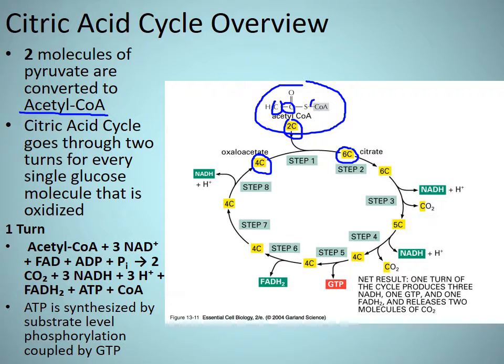All right, CoA, again, is just a coenzyme. This molecule will not be involved in the whole reaction. It's just used to start the overall process of the citric acid cycle. Once the process starts, CoA will be released and be reformed as a result of pyruvate oxidation.